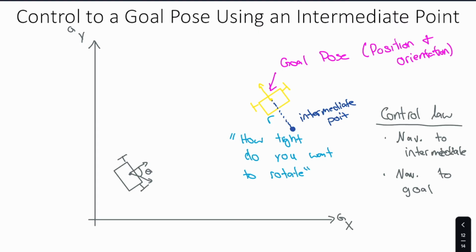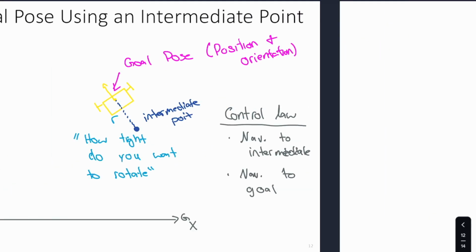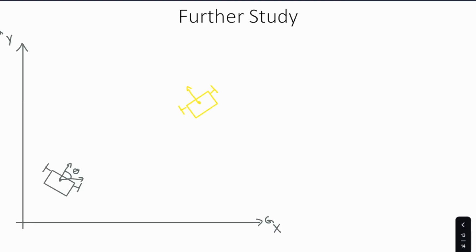So for tighter turns, we could have a closer intermediate point. For wider sweeping turns, we could have a further out control point. And for future study, I'll give you two more here that I think are worthwhile to pick up if you get into robotics.